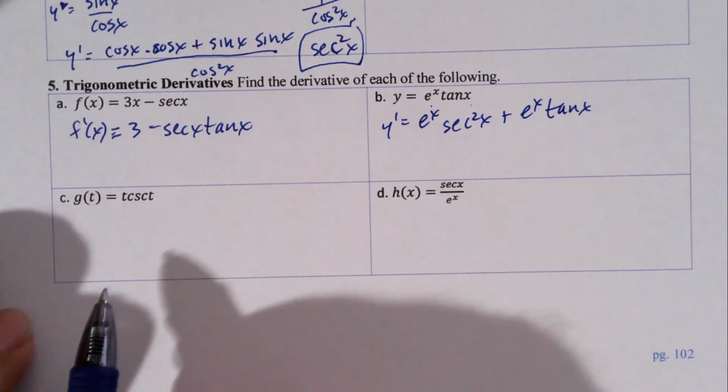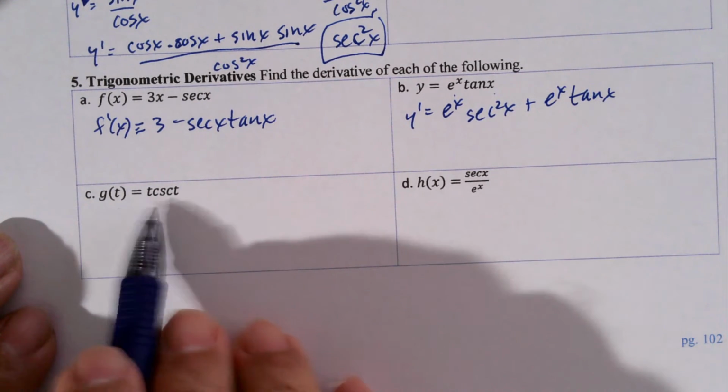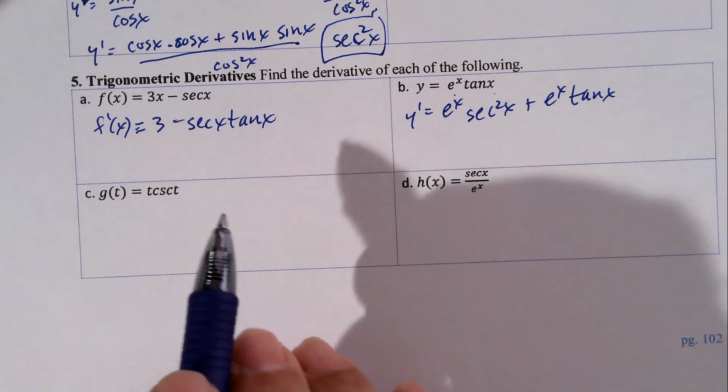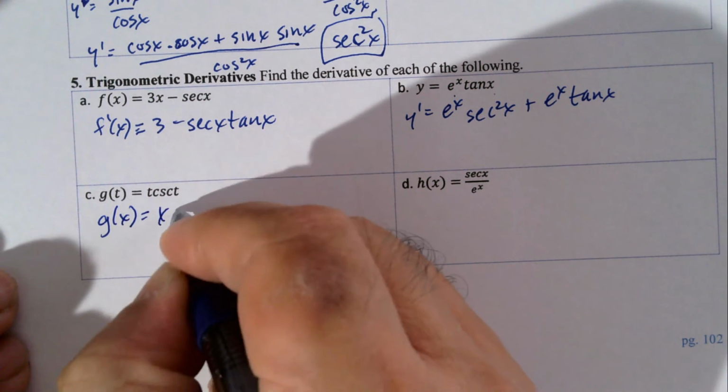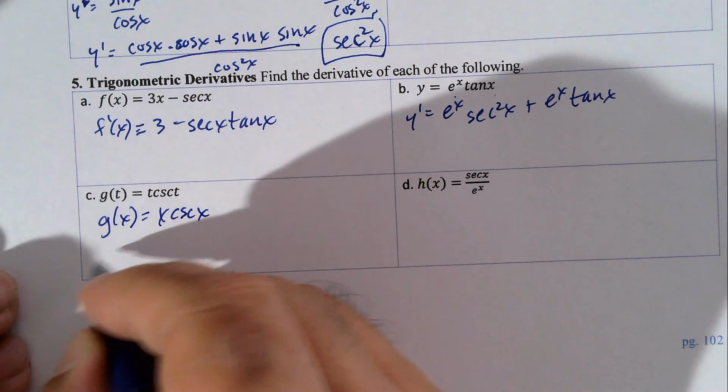All right, let's change this into x's because this becomes very difficult to read. So we'll make that g of x equals x cosecant x. So g prime of x.